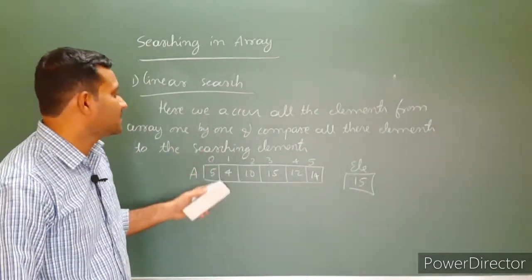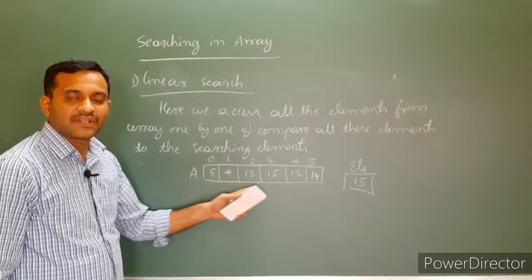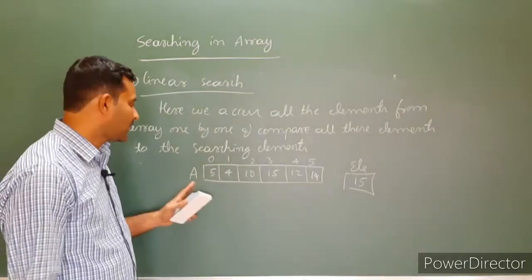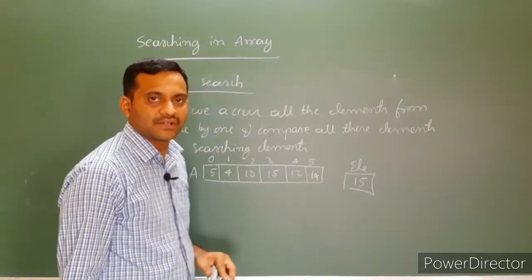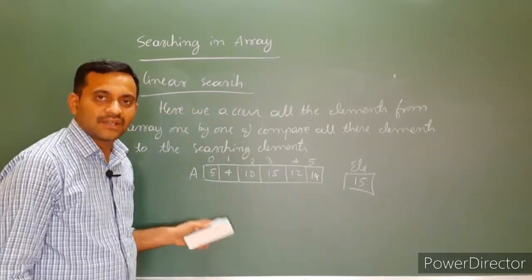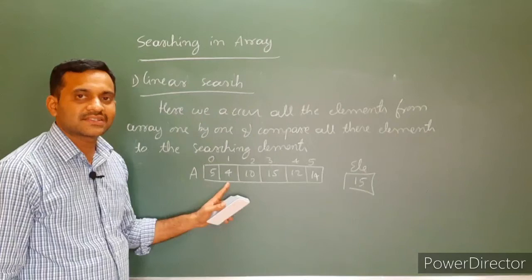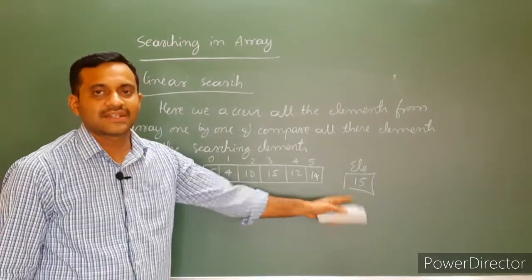Then what is the linear search? We have to access all the elements of an array one by one. First we have to access the first element, then it is compared with the searching element. If it is found, return the location. Otherwise, we have to access the next element, compare with the searching element.